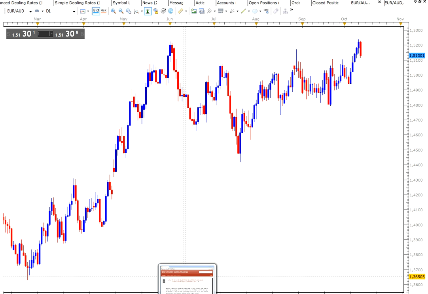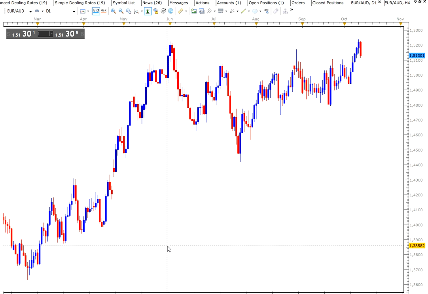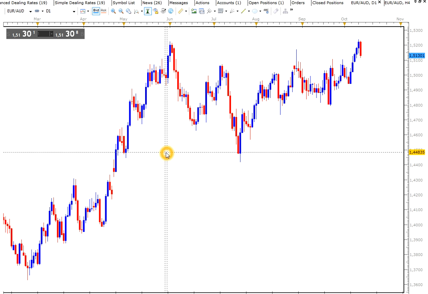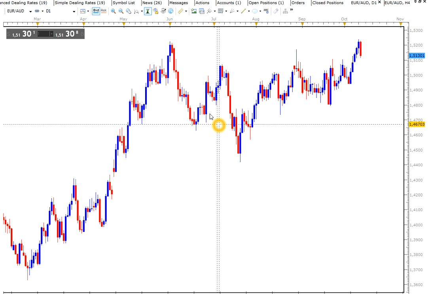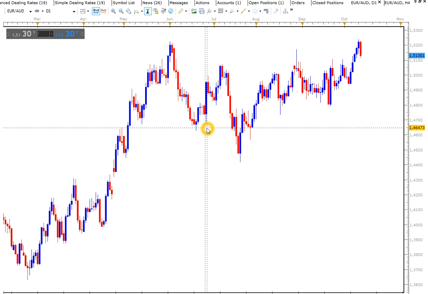You can take a look at how I go about analyzing this market, using these tools in my latest blog article. But essentially what I do is to use these Japanese candlestick signals and patterns, as well as trend lines and consolidation setups, to get a better perspective, a much more accurate perspective as to what is taking place in the currency market, without the need to use complicated statistical indicators.